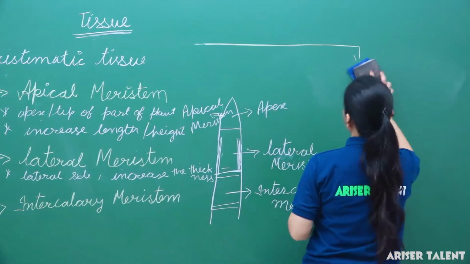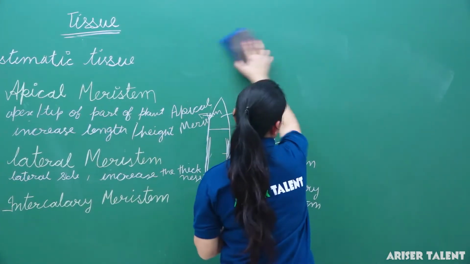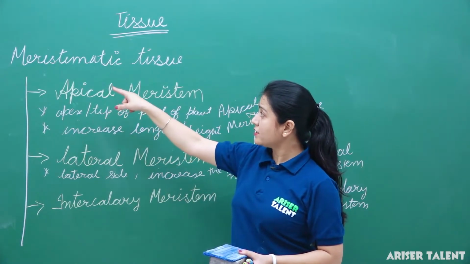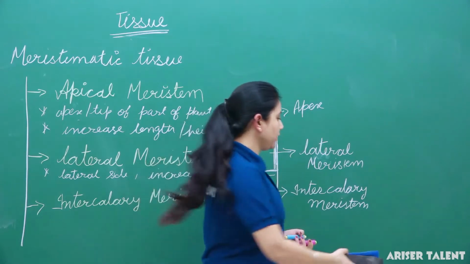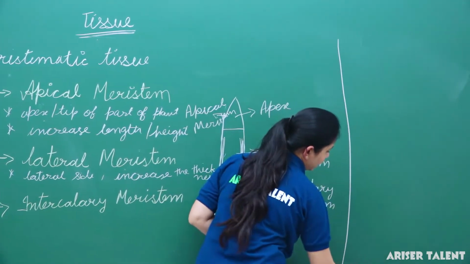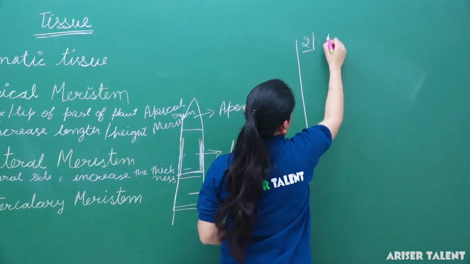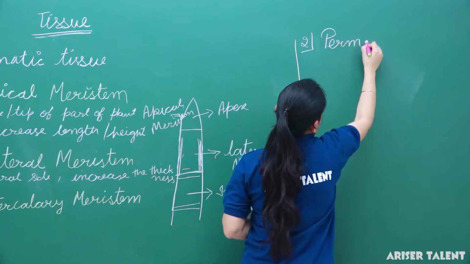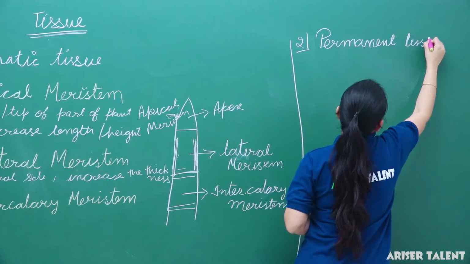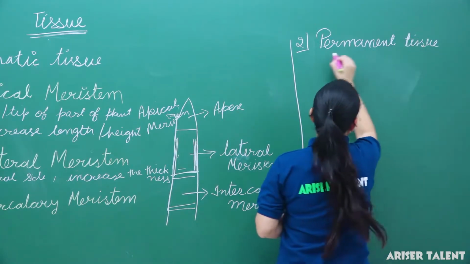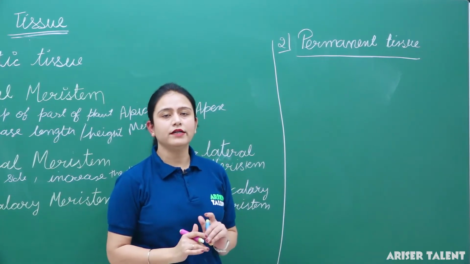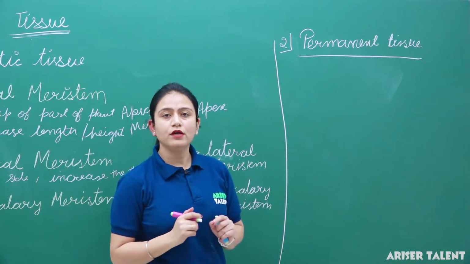Now, next is permanent tissue. As we have studied the meristematic tissues, first we are studying the plant tissues, and first meristematic tissue, and another is permanent tissue. In the permanent tissue, almost the cell division stops and the cells take a particular shape or size.